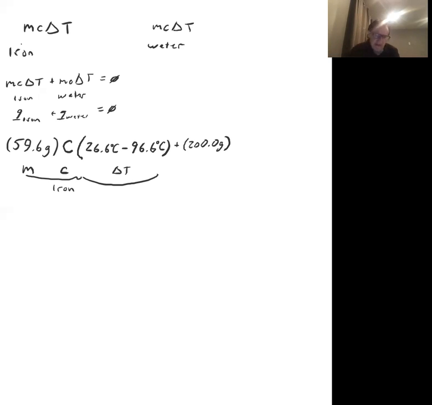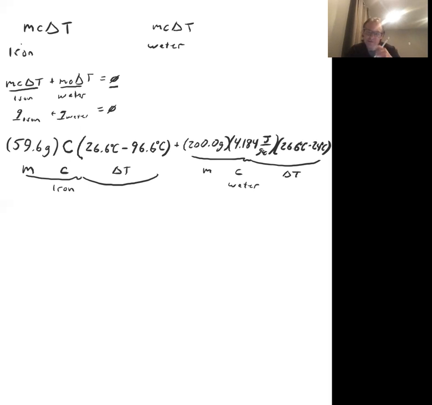Okay. So the mass of the water is 200 grams. The specific heat of water, that was the number we went over yesterday. Specific heat for water is 4.184. And then the change in temperature of the water started off at 24 and it ended at 26. Okay, so this would be mc delta T for the water. And what we said was those two terms, when you add them together, they got to equal 0.